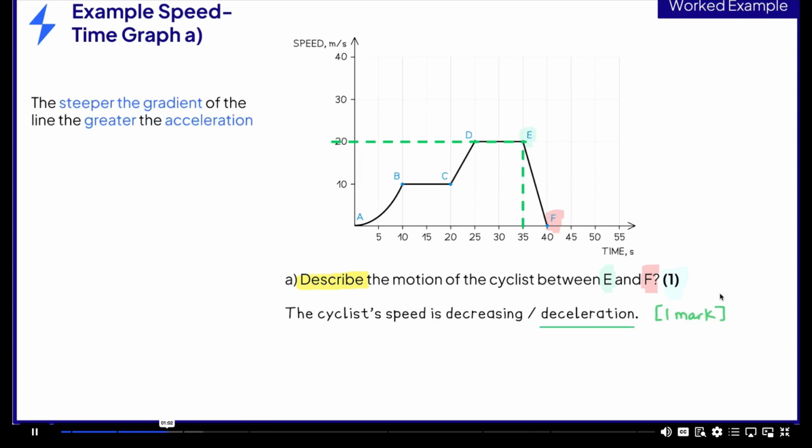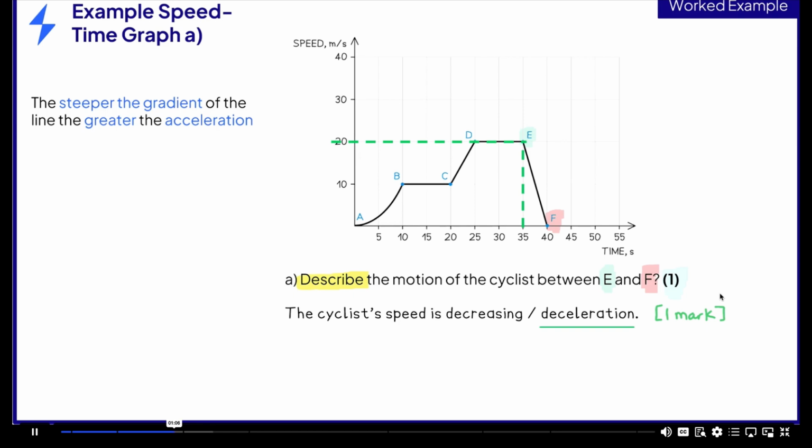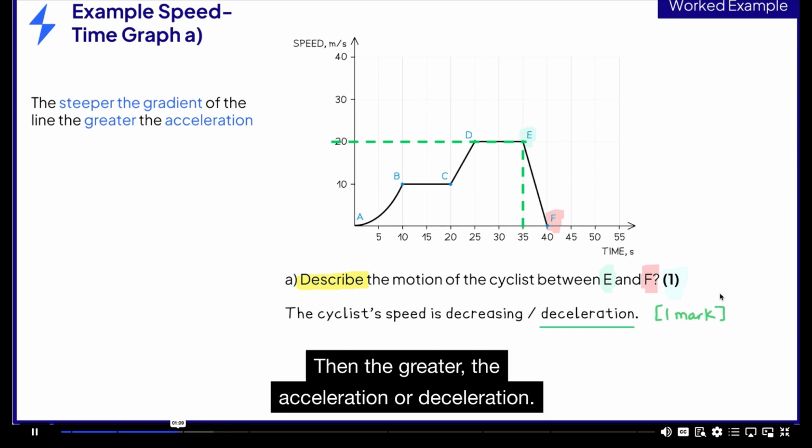1 mark. The steeper the gradient of the line on a velocity time graph, the greater the acceleration or deceleration.